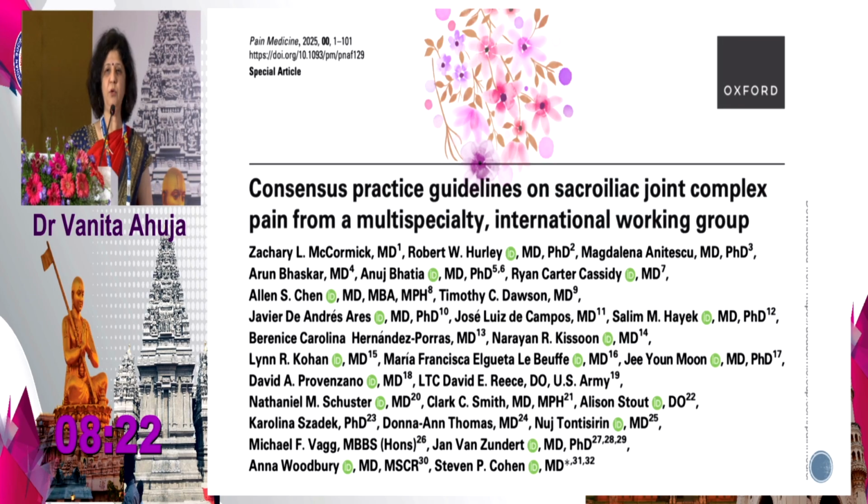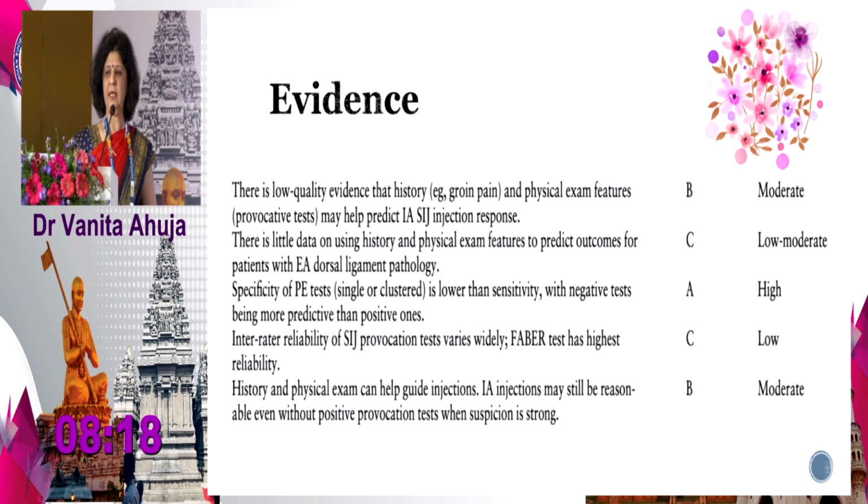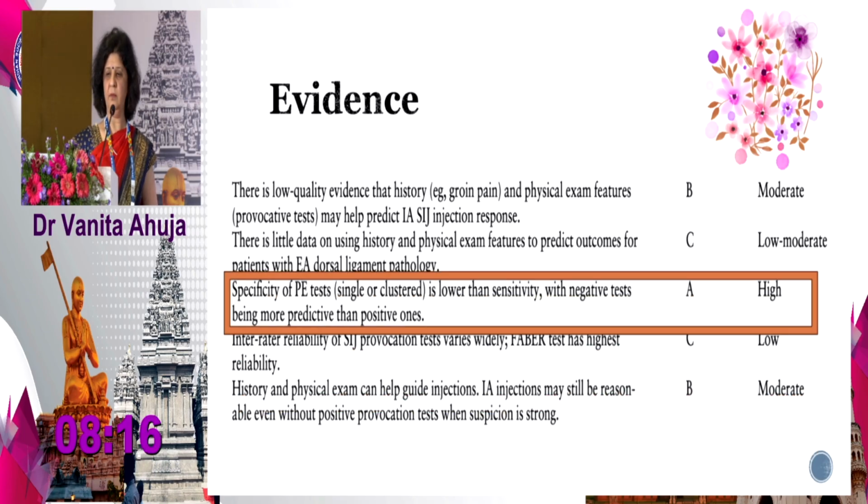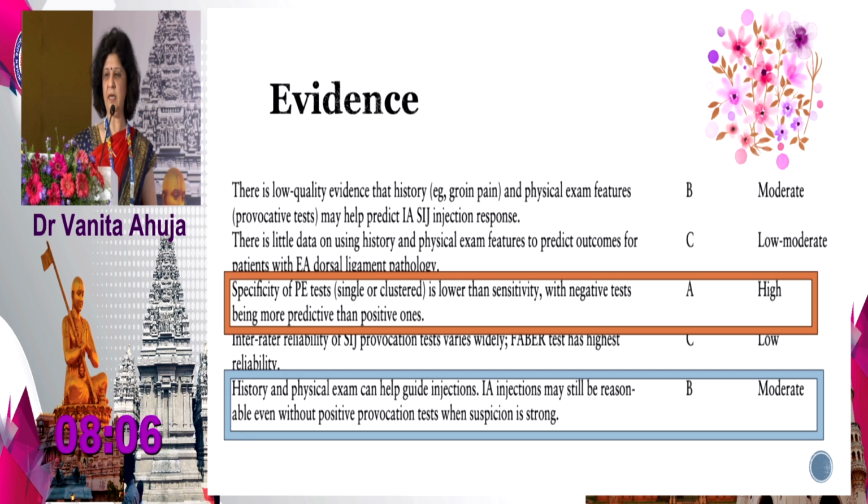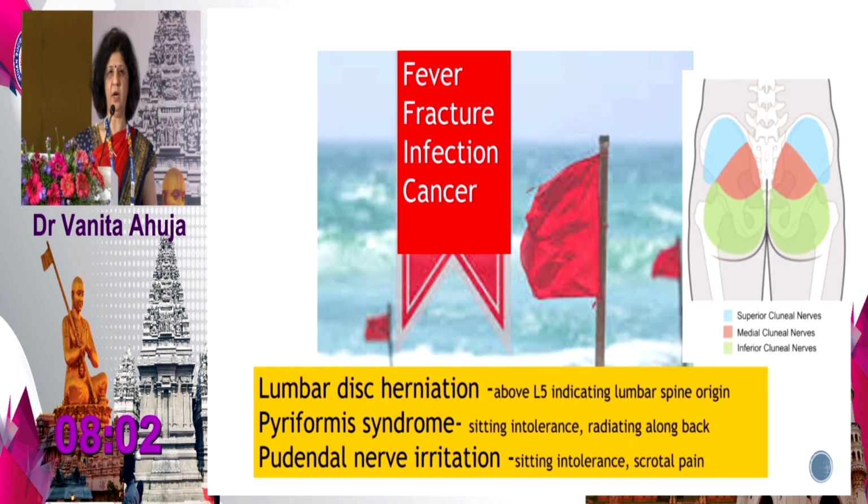So how do we look at the evidence? As I told you, negative tests are more specific for ruling out SI joint pain than confirming it. And if you have positive tests, you should have at least 3 or more. The history and physical examination help us, and the gold standard is your intra-articular injection.